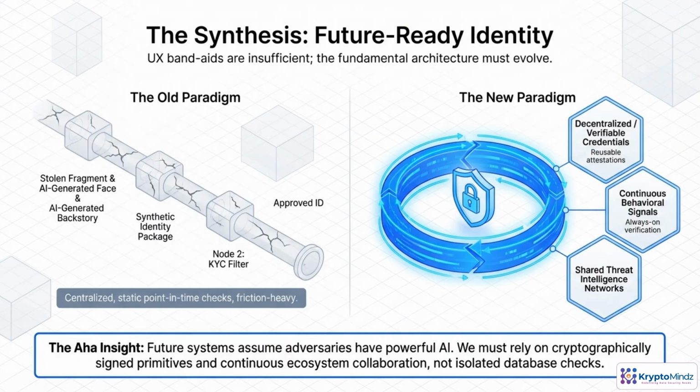The deeper shift is moving from one-time, fragile checks to a living identity ecosystem. In the old model, you run KYC once, stamp approved, and hope nothing changes. AI makes that easy to game with synthetic identities and polished backstories. The emerging model assumes attackers have strong AI, so defenses must be stronger still. Cryptographically verifiable credentials, continuous behavioral signals that recheck trust in real time, and shared threat intelligence so no organization fights alone.